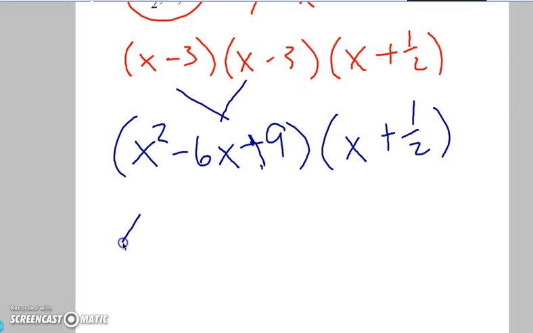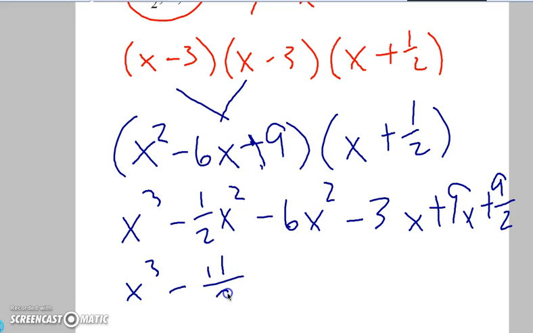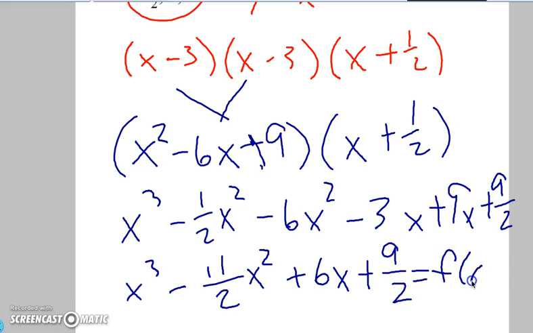Then when I multiply that, I'm going to get x cubed minus 1/2 x squared minus 6x squared minus 3x plus 9x plus 9/2. When I simplify that, x cubed minus 11/2 x squared plus 6x plus 9/2, and that's my function. And that's it. We're done.